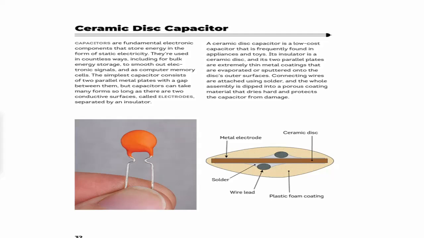The next component is a ceramic disc capacitor. A ceramic disc capacitor is a type of capacitor that uses a ceramic disc as the dielectric material, providing a compact and reliable solution for various electronic applications. It is constructed with, number one, a ceramic disc as dielectric. Number two, metal electrodes on both sides that can be silver or gold. The third is a protective coating that can be epoxy.